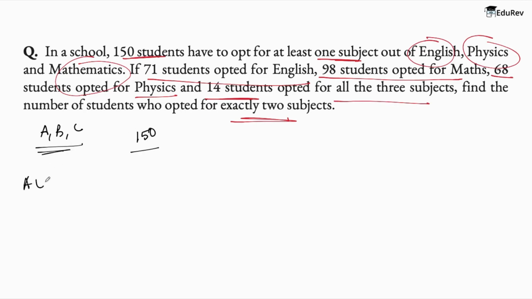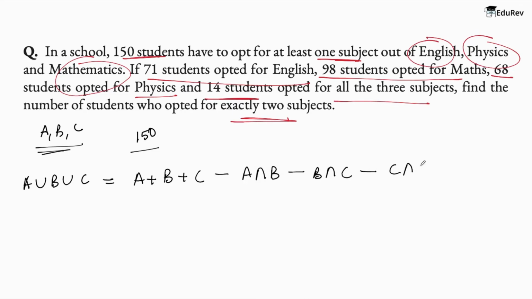That means A union B union C will be what? It will be A plus B plus C minus A intersection B minus B intersection C minus C intersection A, and adding A intersection B intersection C. Now let's understand how and why I wrote this.